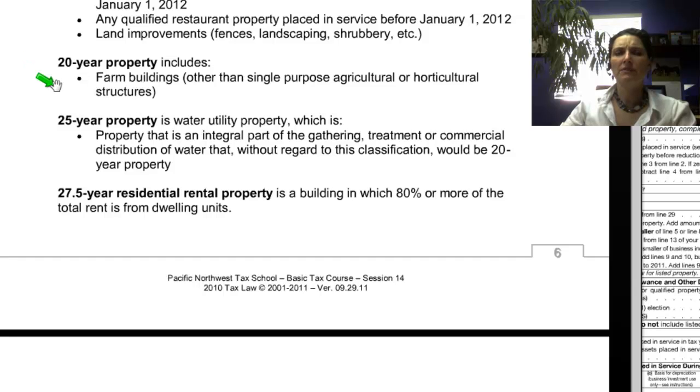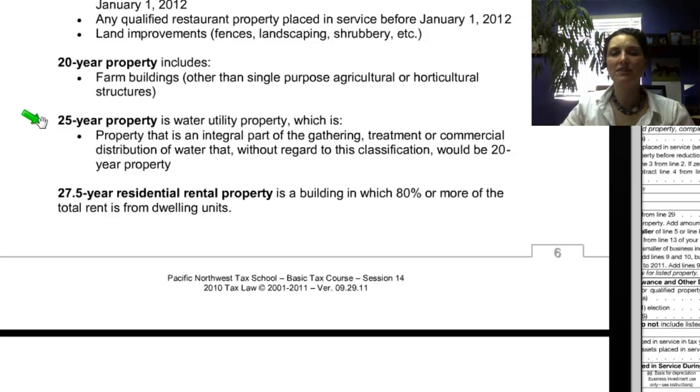So what do we mean by farm building, and what do we mean by single-purpose agricultural or horticultural structure? Well, an agricultural structure is something that is used in the raising of livestock. So think of a chicken coop. When I think of an agricultural structure, I'd be looking for a single-purpose structure that is used for livestock, such as a chicken coop. Under horticultural, we're looking at, say, a greenhouse. Now, under a farm building, any other farm building that is not a single-purpose agricultural or horticultural structure, how about a barn? Okay, so that would be 20-year property if you have a barn.